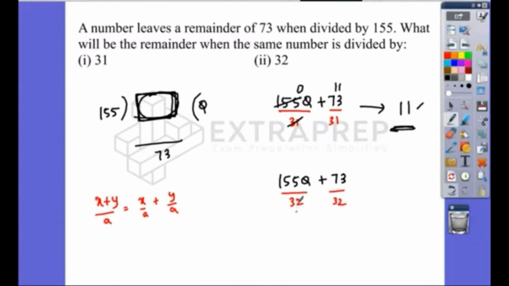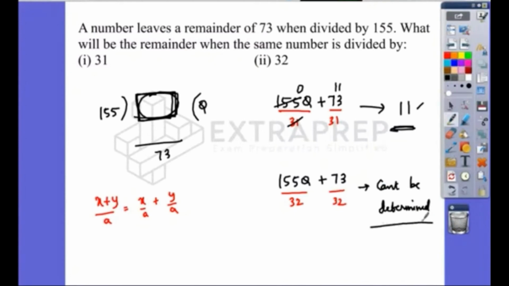Then look at this. 155Q divided by 32. Now here 32 will not divide 155. Because 155 is not divisible by 32, there will be a remainder left. Now that remainder will depend on the value of Q. If Q is 1, you'll have some remainder. If Q is 2, you'll have some other remainder. If Q is 3, you'll have some other remainder. So the remainder will change according to the value of Q, which is not given in the question. So for this particular problem, the answer is can't be determined.